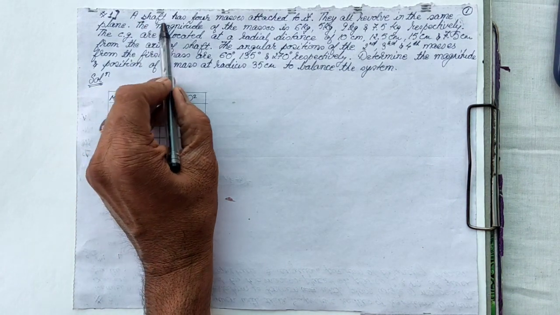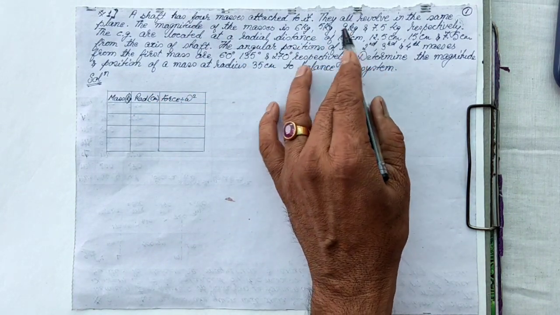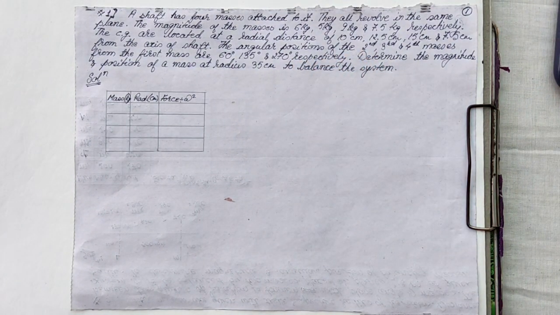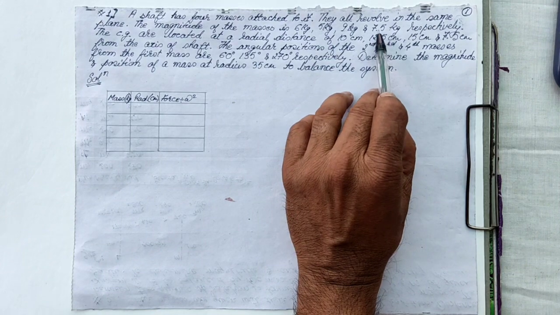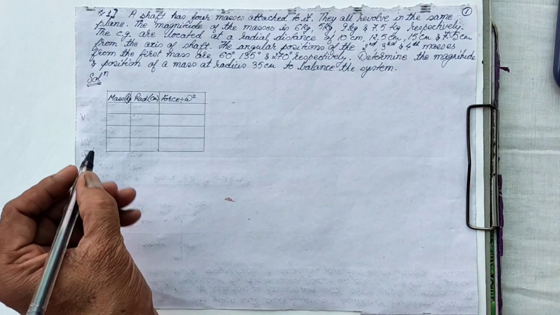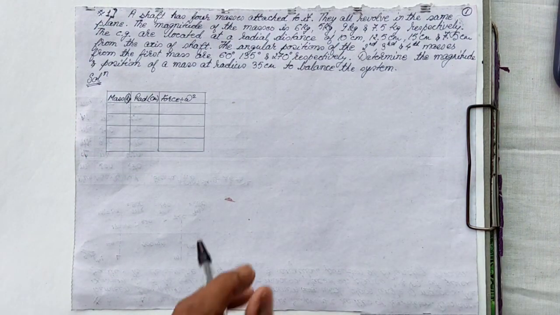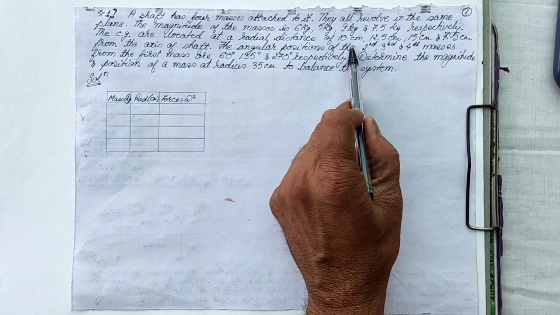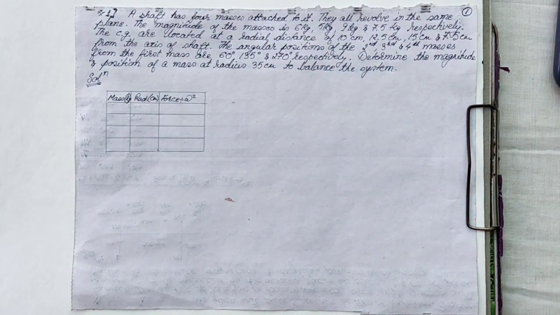It is given that there is a shaft having 4 masses attached to it, and in this problem they all are revolving in the same plane, and the magnitude of masses is given as 6 kg, 5 kg, 9 kg, 7.5 kg respectively. So I can name these masses as M1, M2, M3 and so on, and their CGs are located at a radial distance of whatever these values given from the axis of shaft or axis of rotation, right?